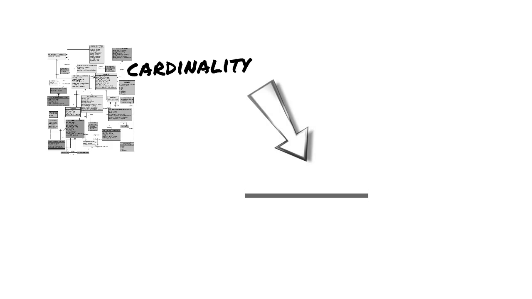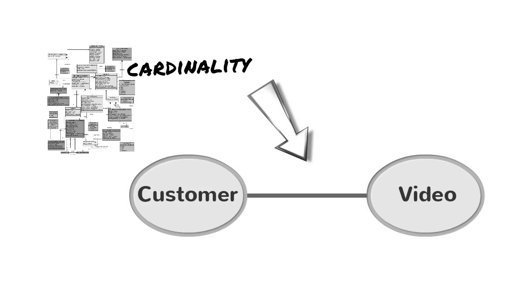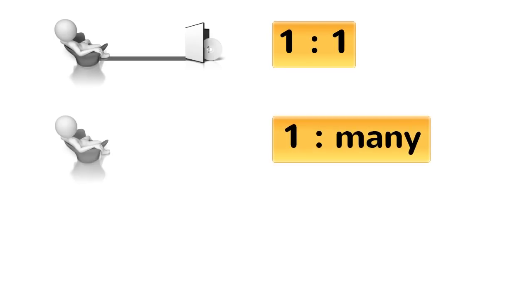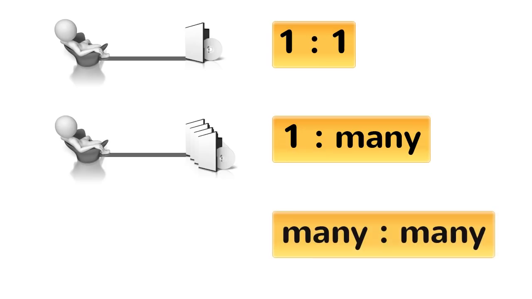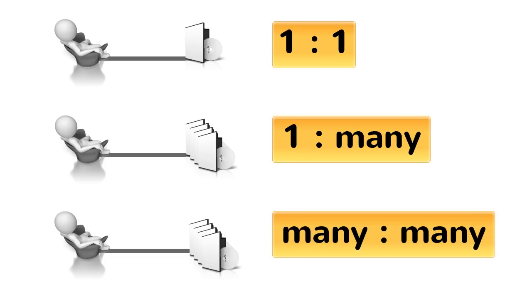Cardinality describes the nature of the relationship the two data entities share. In particular, cardinality refers to whether the relationship is one-to-one, one customer can only rent one video, one-to-many, one customer can rent many videos, but each video can only be rented to a single customer at a time, or many-to-many. One customer can rent many videos, and each video can be rented by many customers at the same time, assuming you have multiple copies of the same video to rent.